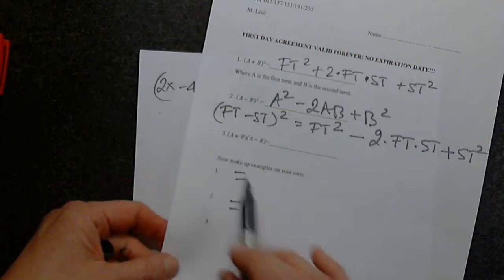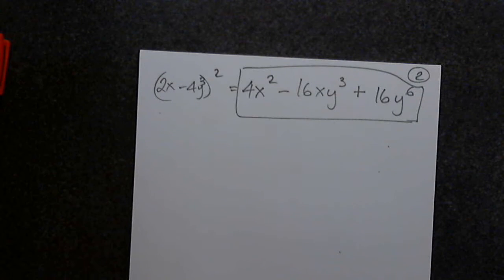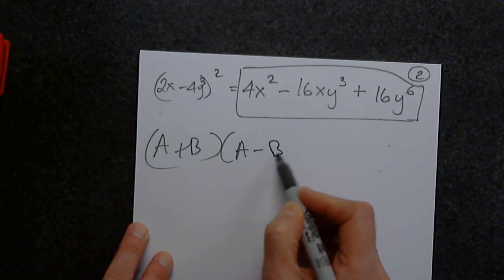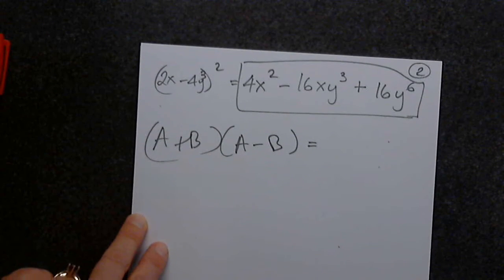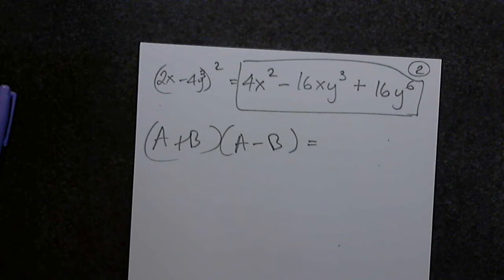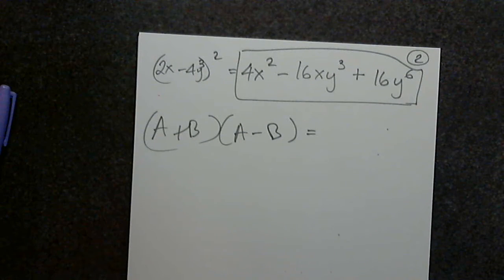Here's the last one. A plus B, A minus B. What do you think the answer is for this one? Are we trying to convert it into a binomial? It is a binomial. That's true. Yes. Let's this time FOIL it, and moving forward, we'll remember what it is.